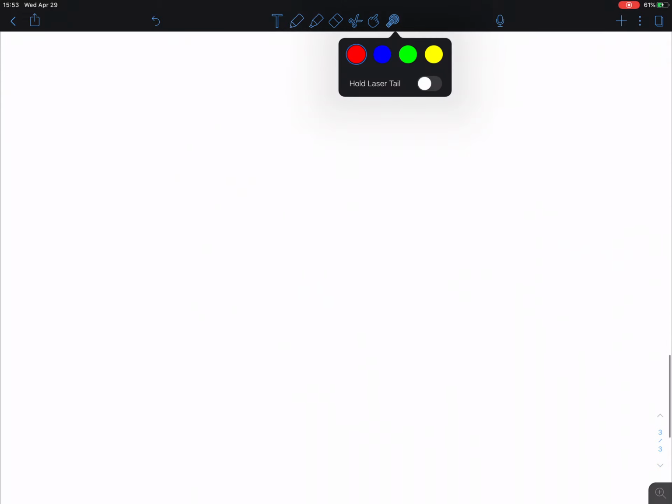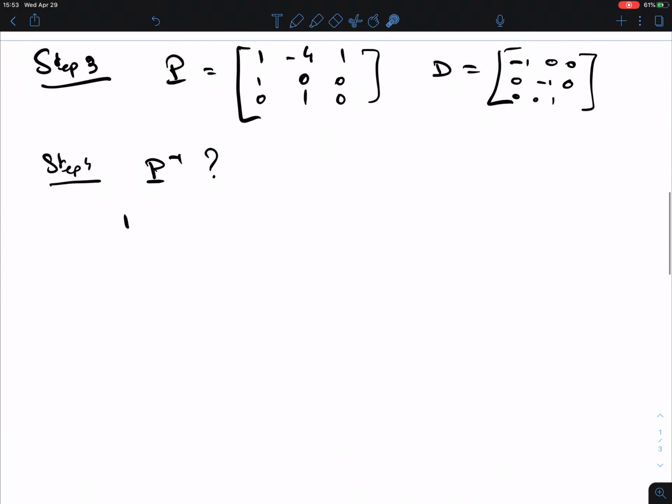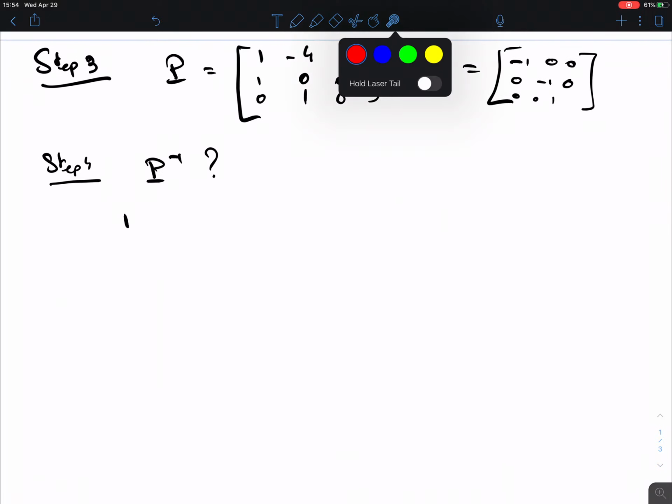So, laser, I have no idea what the laser tail is. Oh, this means I can point. This is something I didn't know. I found something out, guys. I can now show you instead.